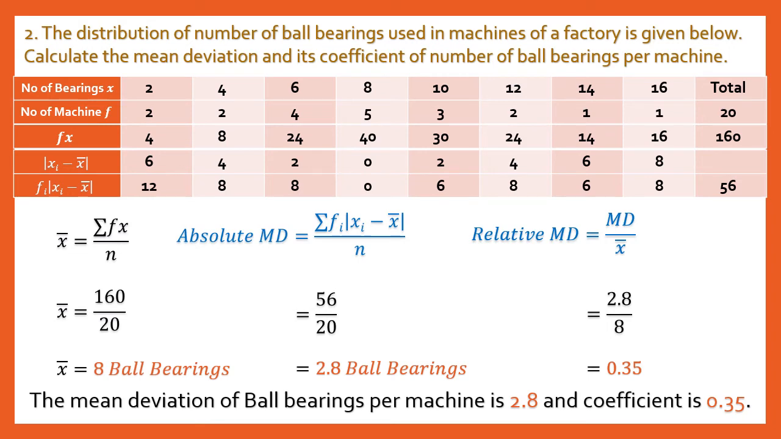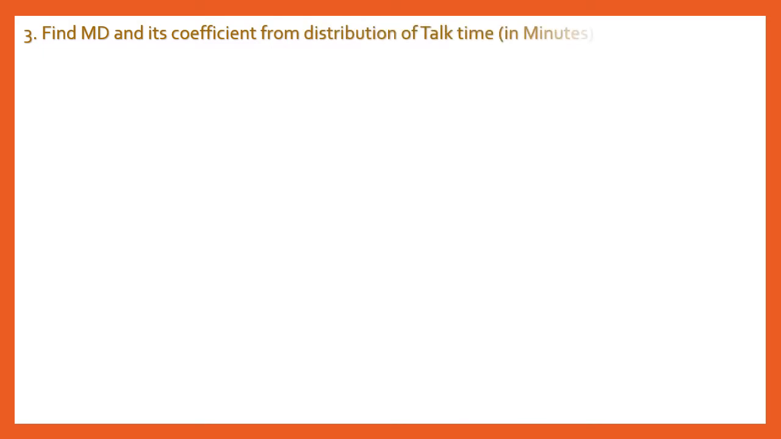Let's do one more sum. Actually, there are 5 sums, so we are going to complete all of them anyway. Question number 3. Now, as far as I know, this is also a discrete frequency distribution question. Find MD and its coefficient from the distribution of talk time in minutes per call.